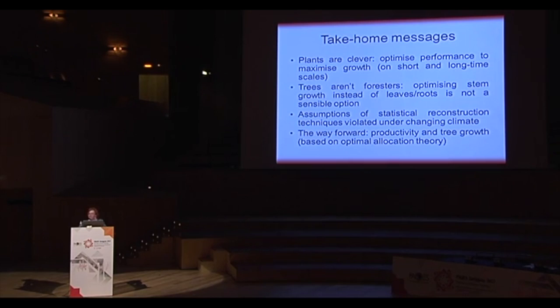I think, and I know that everybody has been thinking about this, many of the assumptions that underlie our statistical reconstruction techniques are violated under a changing climate, and we have to take that into account, particularly as we go back in time. And what I'd like to suggest is that one way forward here is to use a mechanistic productivity and tree growth model based on optimal allocation theory, which therefore takes into account the fact that trees are clever.